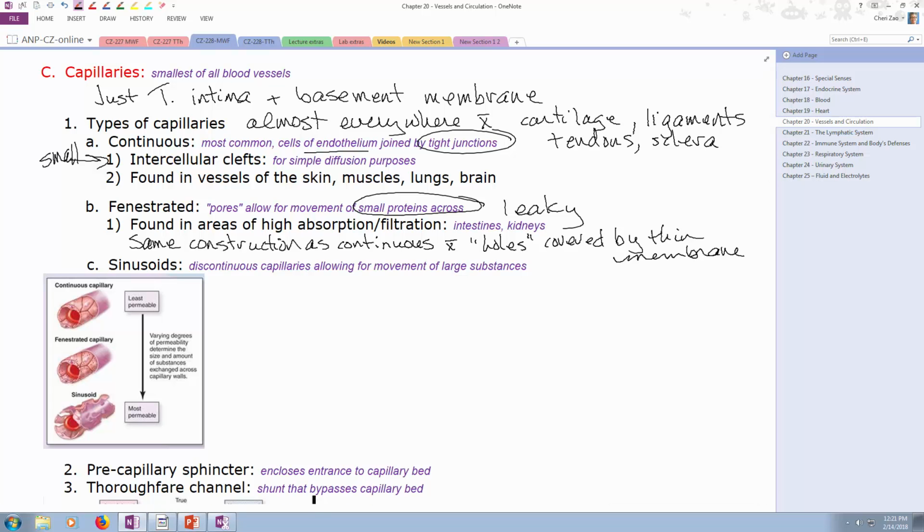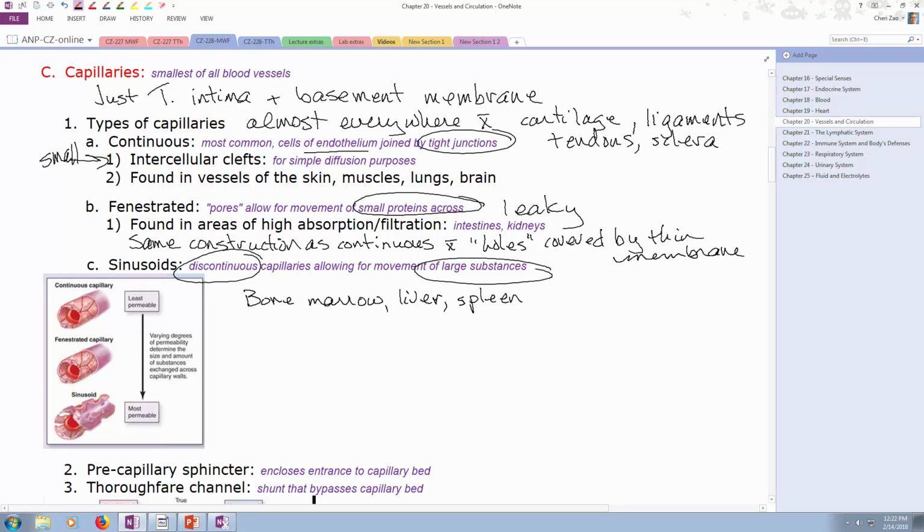Sinusoidal capillaries, as our notes state, are discontinuous, so they're holey. And they are this way because we want to move large substances through them. Let me give you an example of where we find sinusoidal capillaries: bone marrow, liver, and spleen are organs that have the sinusoidal capillaries.